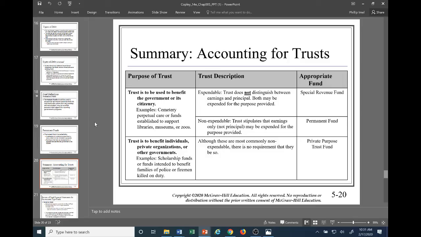So, right, you're absolutely right. And remember, they don't have to be either non-expendable or expendable. They can be either one, but they're usually non-expendable. So that's just one. Again, I just want to brush this back up on accounting for trusts. So we know the difference when we use governmental or fiduciary, and if we use special revenue or permanent within governmental. So good job.